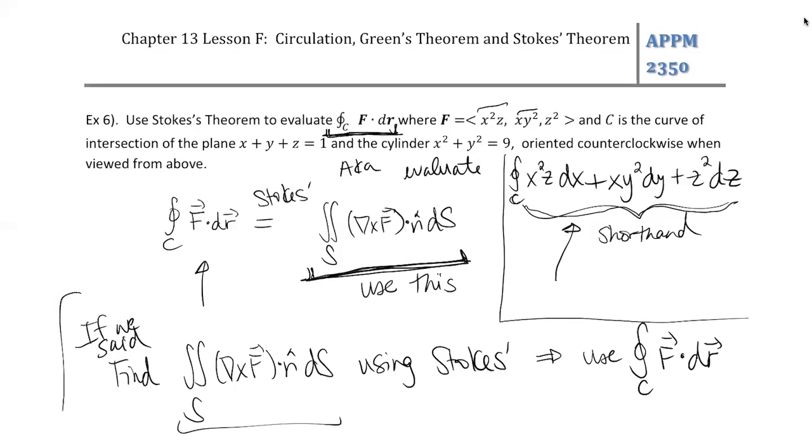Okay, so we're not doing this bottom part here. What we're basically going to do is this part here. I would like you to find a surface that has the intersection of the plane and the cylinder as its boundary, and then do a surface integral, integrating the flux of the curl over that surface.